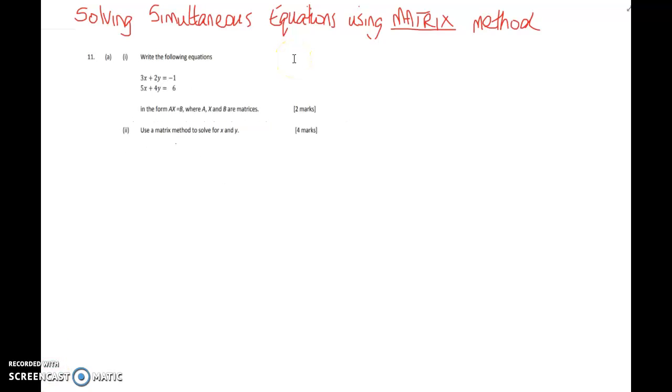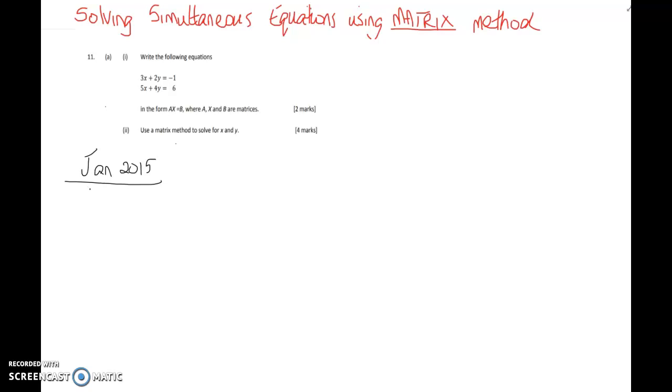Hi everyone, so now we're looking at solving simultaneous equations using the matrix method. So I have a question here. This question here is actually from January 2005, CSEC math past paper. So we're going to look at this question and go through it together. So this comes from number 11, part A.